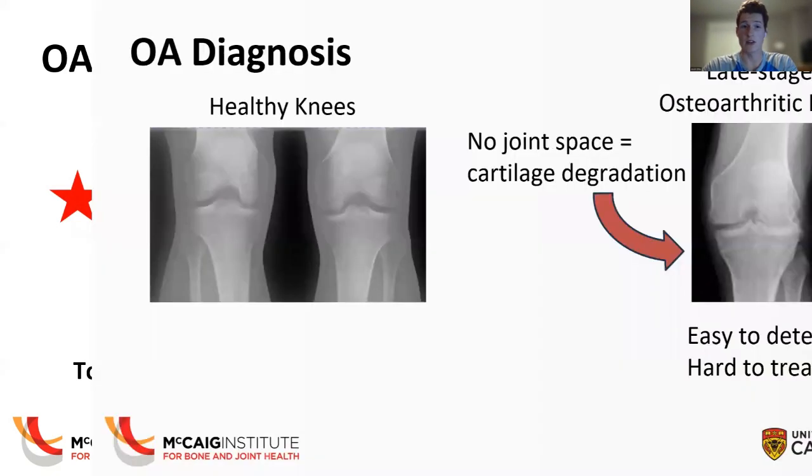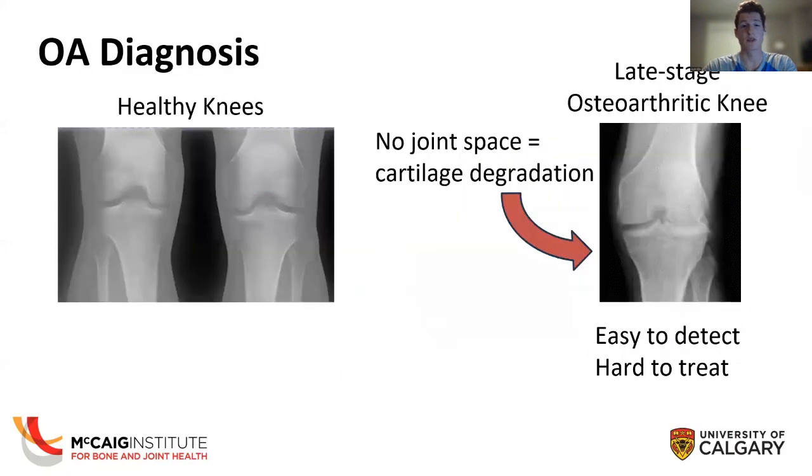To diagnose OA, doctors will usually confirm symptoms such as increased knee pain by taking an x-ray of the knee. Late-stage OA is super easy to detect because your cartilage has degraded and the joint space has narrowed. However, it's not an ideal time frame as treatment options are instantly limited.